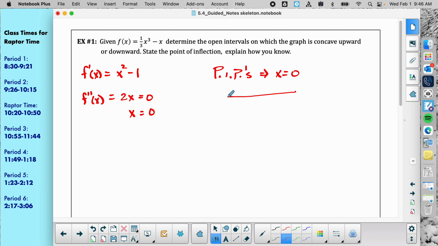You're going to have a number line. And on that number line, you're going to put your pips.